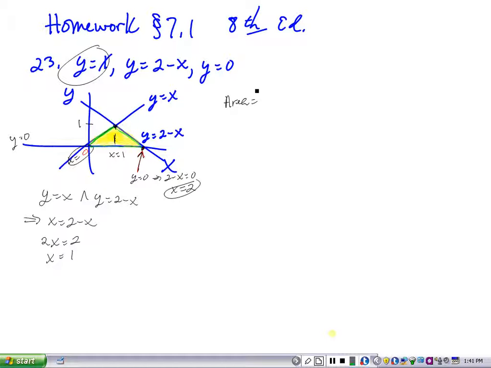We go from 0 to 1 because the top function changes. Here this function is the top from 0 to 1, but then from 1 to 2 this equation becomes the top function. So I have the integral from 0 to 1, and the function up top there would be y equal to x. So this is x, and the function on the bottom is the line y equals 0, so minus 0 dx, and then plus I integrate from 1 to 2, and the top function is 2 minus x minus the bottom, the 0 function, dx.